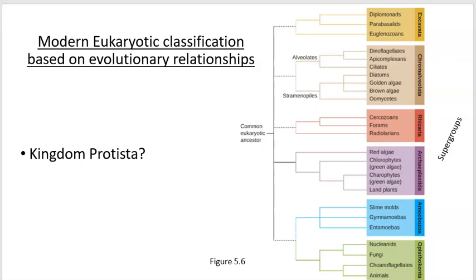We're going to shift gears a little bit in this part of Chapter 5 and start to look at Kingdom Protista. And Kingdom Protista is what I refer to as, it used to be the junk drawer for the eukaryotic organisms. If you had organisms out there that didn't fit in with the plants or the animals, then you threw them into Kingdom Protista because they were eukaryotic organisms.